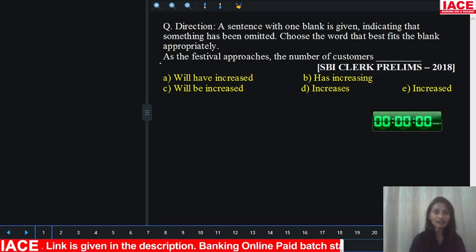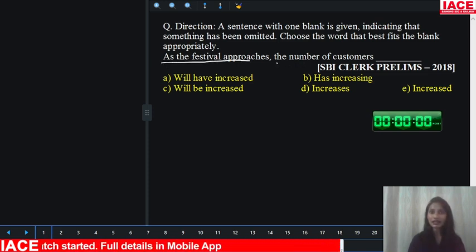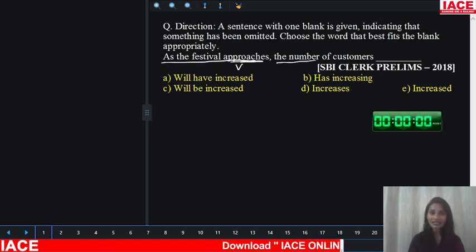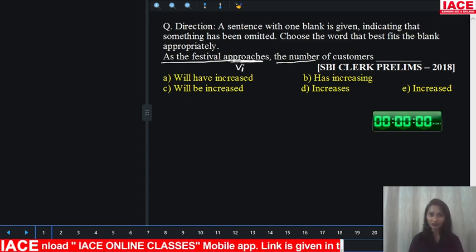There are two clauses here. First clause, as the festival approaches. Second clause, the number of customers dash. In the first clause, the verb approaches expresses that the sentence is in simple present tense, because festival is singular, approaches is singular. So the next clause also must be in present tense, right? And it is a general saying, so the entire sentence must be in simple present.